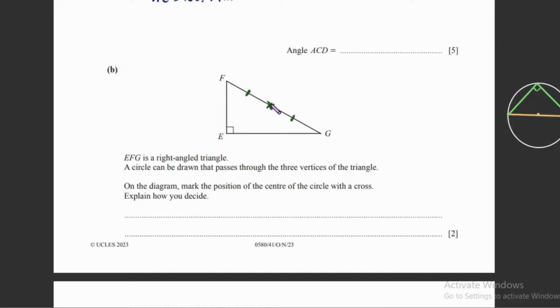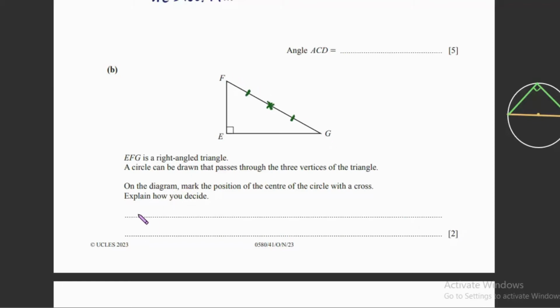The reason why this is going to be the center of the circle is that this is using the circle theorem. So when we use the circle theorem, in a semicircle, if an angle is subtended in a semicircle, then it will always be 90 degrees. Already they have given that this is a 90-degree angle, and it clearly states that all three vertices will touch the circle, just like in this diagram that I have drawn here. That's the reason why we were able to mark the point right in the middle of this line, FG.